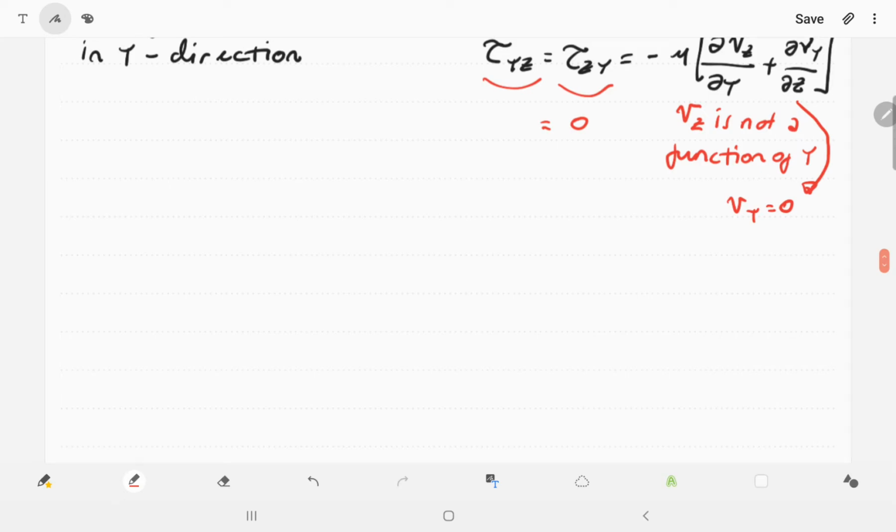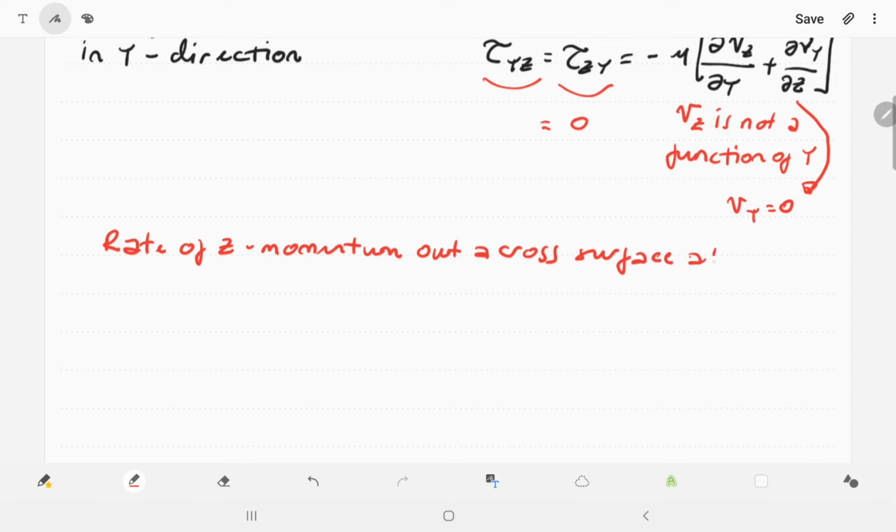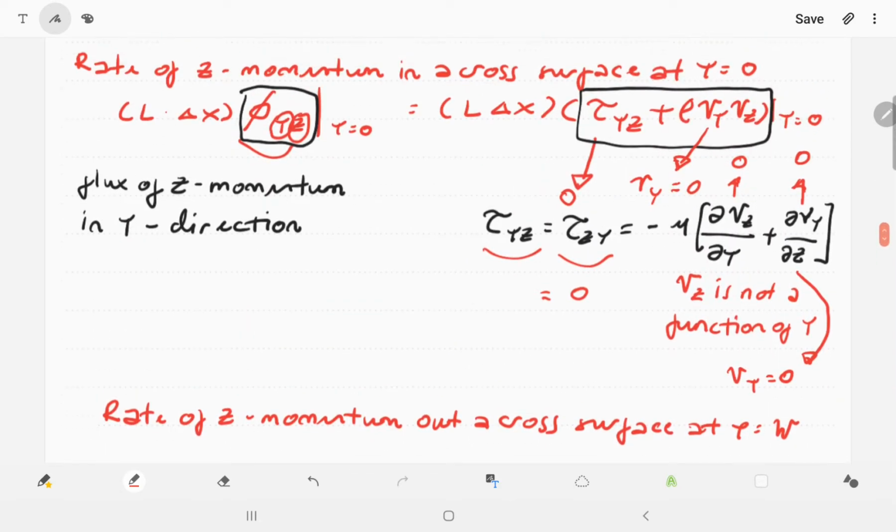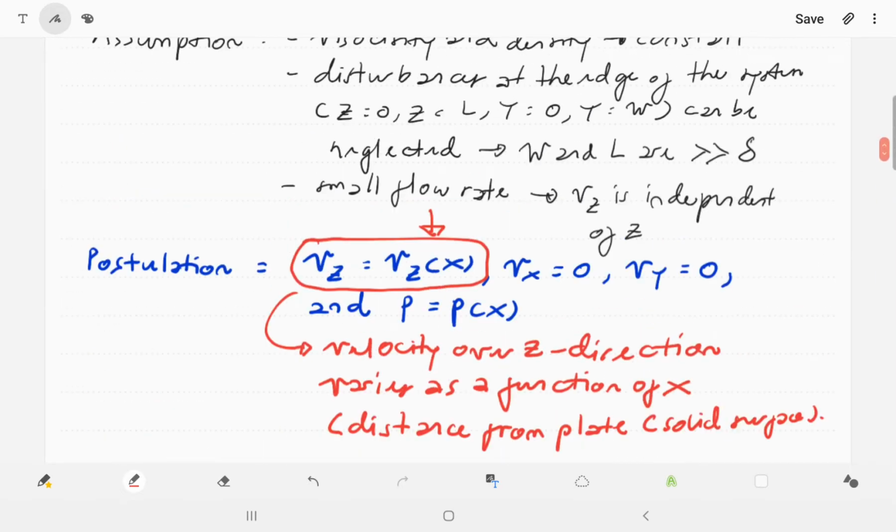Besides the in component, we need to also check the out component as well. Rate of z momentum out across the surface at y equal w. So again, we look into our system on top.